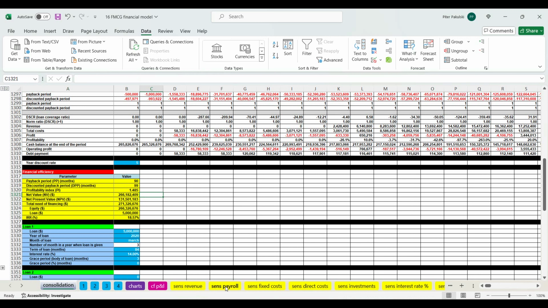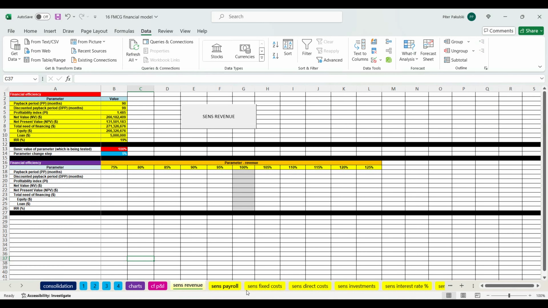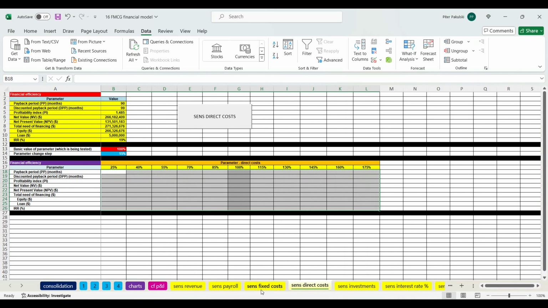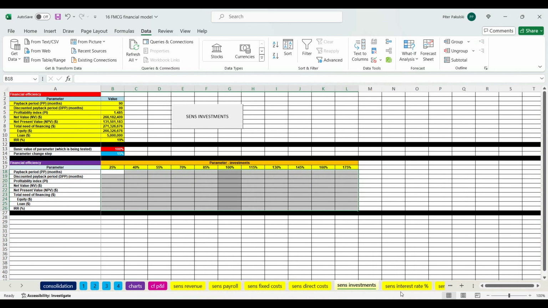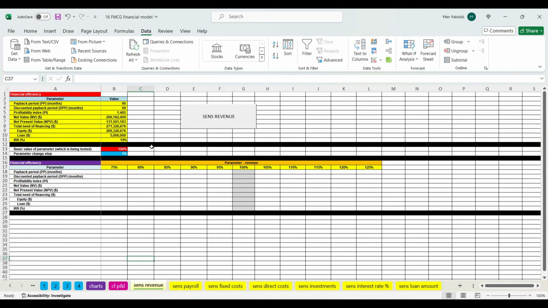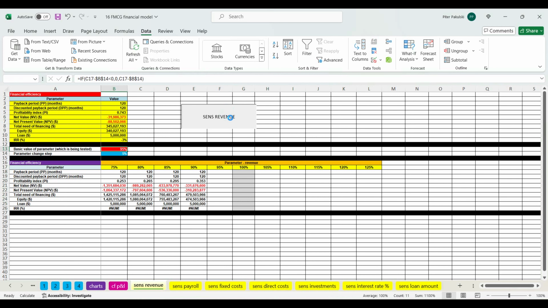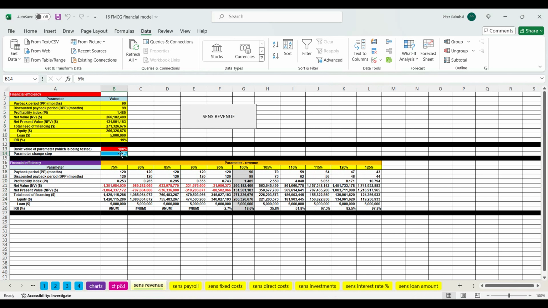Further, we have several Excel sheets where we test financial efficiency. We test the influence of such parameters as revenues, fixed and direct costs, payroll, investment, interest rate, and loan amount. How does it work? For example, let's go to the revenue sensitivity test. Here we set up the pace of increasing or decreasing the revenue. Then we push sense button and see when our financial efficiency will go negative. Now you see how stable your business model is.